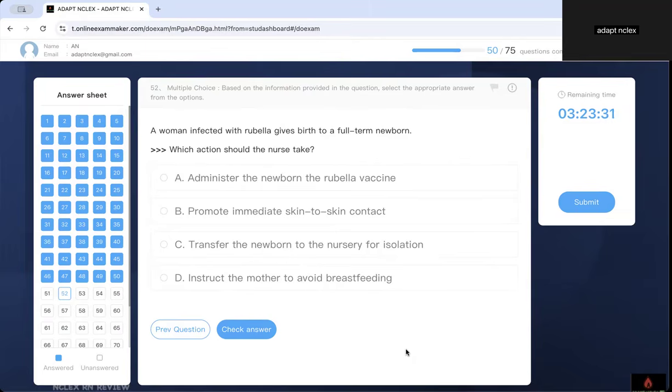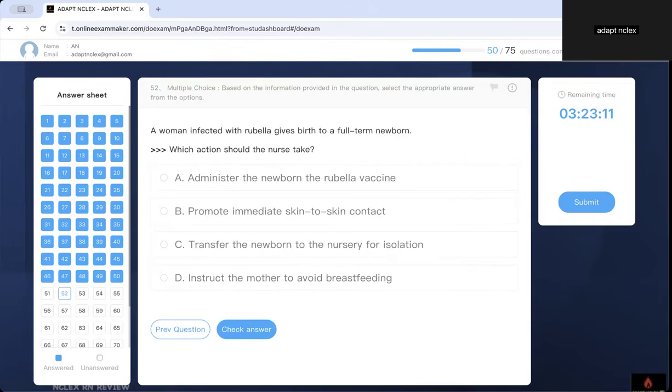Administer the newborn the rubella vaccine. Promote immediate skin-to-skin contact. Transfer the newborn to the nursery for isolation. Instruct the mother to avoid breastfeeding. What do you think? Put down your answer choice, let me know. Number 52. Which one would you pick?